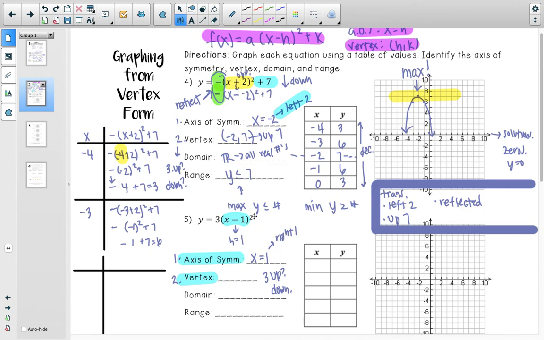Okay, there's nothing added or subtracted. So I told you on that other problem it's like plus 0. So if there's nothing added or subtracted, the value is 0. So you have a vertex of 1, 0.